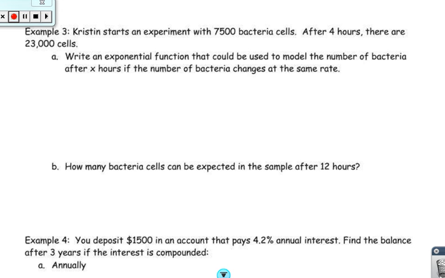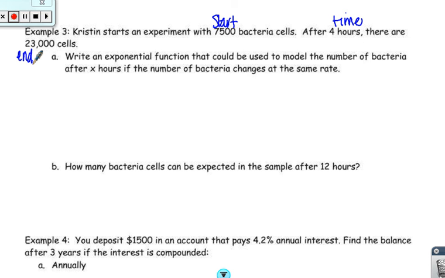Kristen starts an experiment with 7,500 bacteria cells. After 4 hours, there are 23,000 cells. Write an exponential function that can be used to model this. So, how much did she start with? She started with 7,500. I know 4 hours is my time. And there are 23,000 cells after 4 hours, so that's how much I end with.